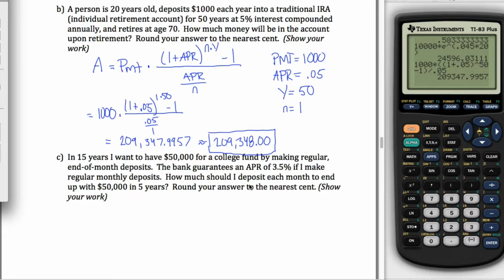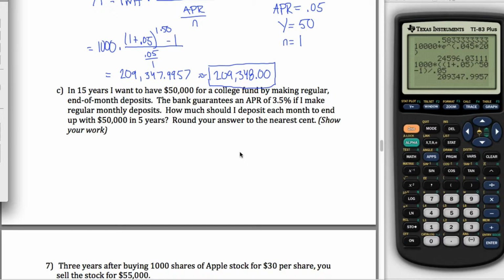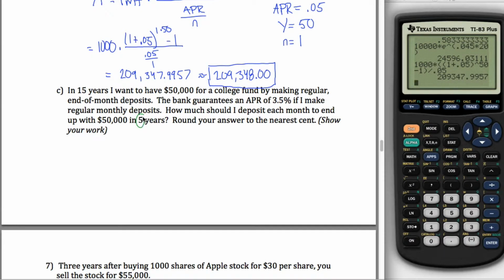All right, last one. There's a problem on this problem. I screwed it up. In 15 years, I want to have blah, blah, blah, blah, blah. How much will I have in 5 years? Whoops. This should have been a 15, or this should have been a 5. I screwed up. My mistake.